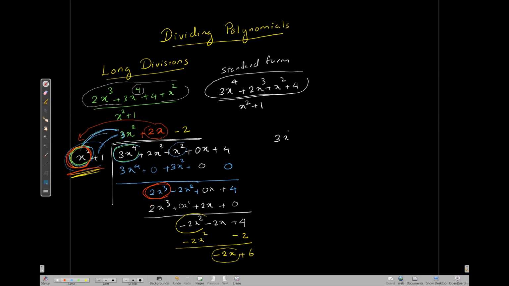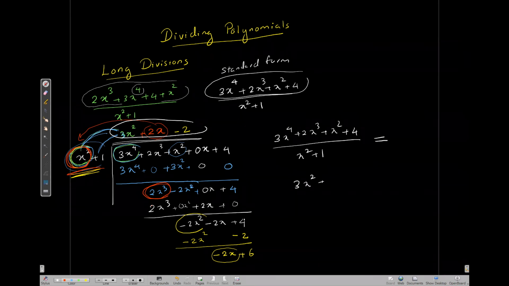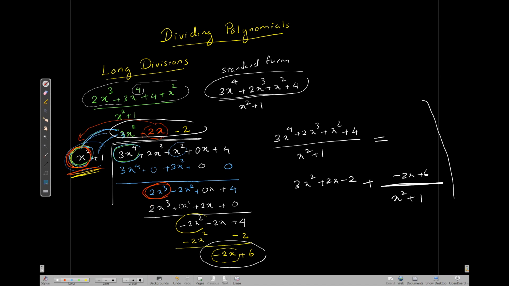So 3x to the 4th plus 2x cubed plus x squared. You don't need to write 0x, you can just write 4 divided by x squared plus 1 is going to be this guy, the quotient. So 3x squared plus 2x minus 2, and then plus something over something. So the remainder, this guy, negative 2x plus 6 over x squared plus 1, and we are done.